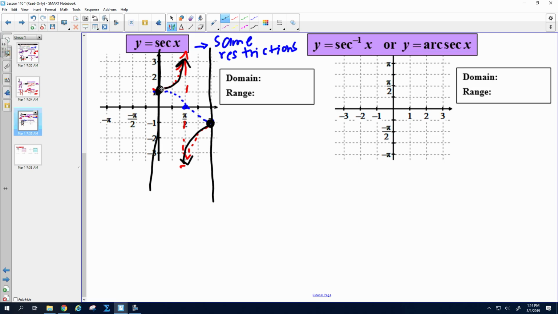Okay, so my domain would be 0 to pi over 2, and then we have this break. So I'm going to go 0 to pi over 2, and we're not including pi over 2 because it's an asymptote. And then we pick back up at pi over 2 and all the way over here to 1. Okay, my range goes all the way down, all the way up except for that break in the middle. So I'm going to go from negative infinity up to negative 1 right here. And I'm including that point there, the negative 1. And then I pick back up at positive 1 and go up.